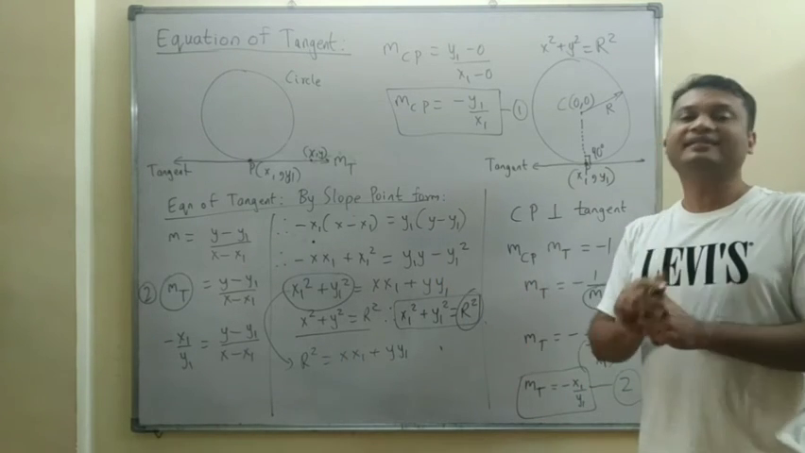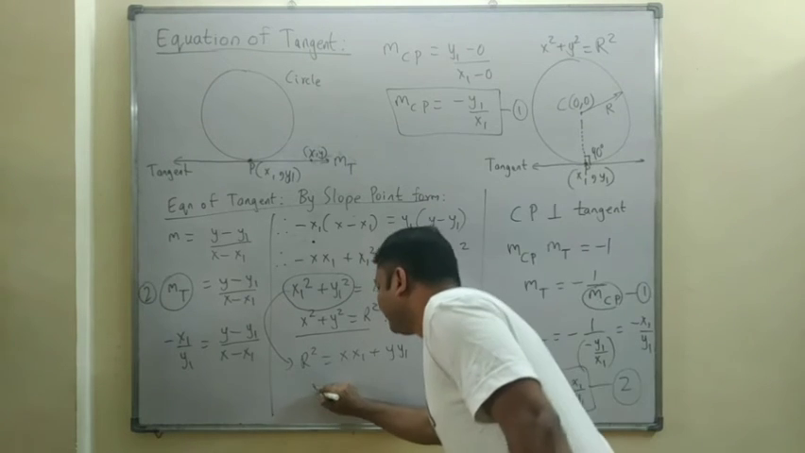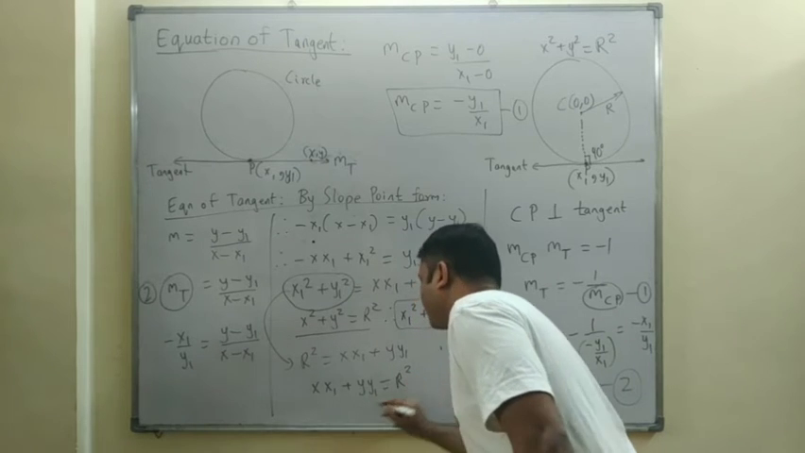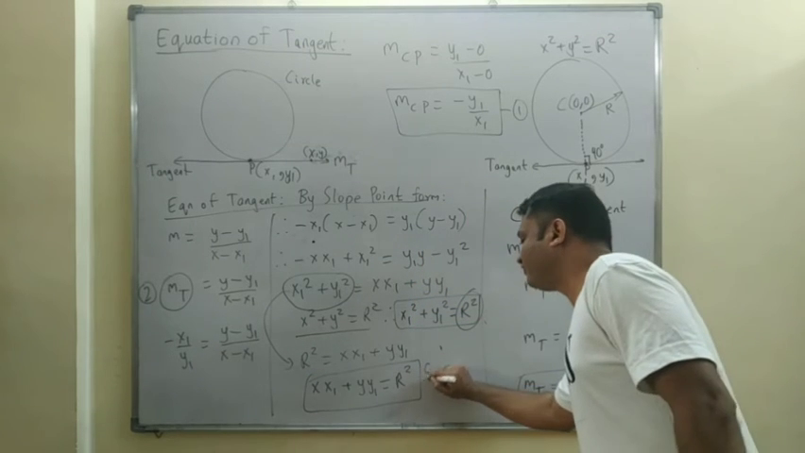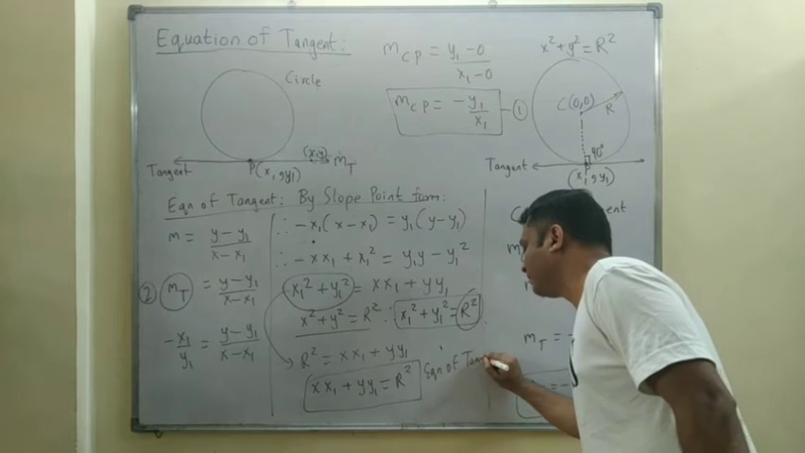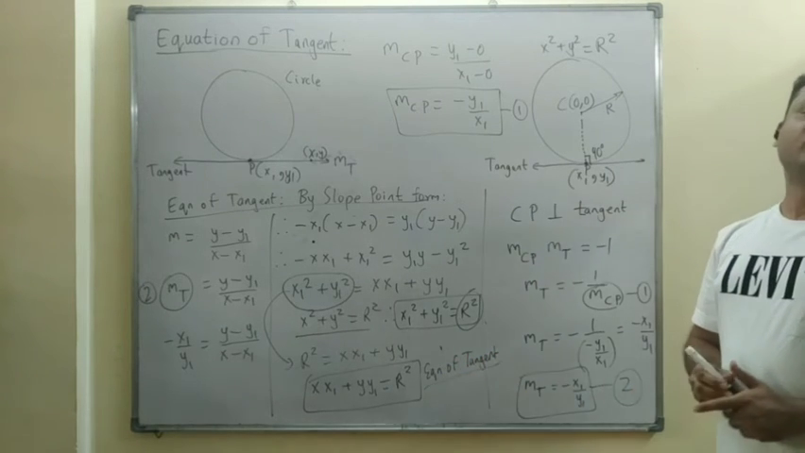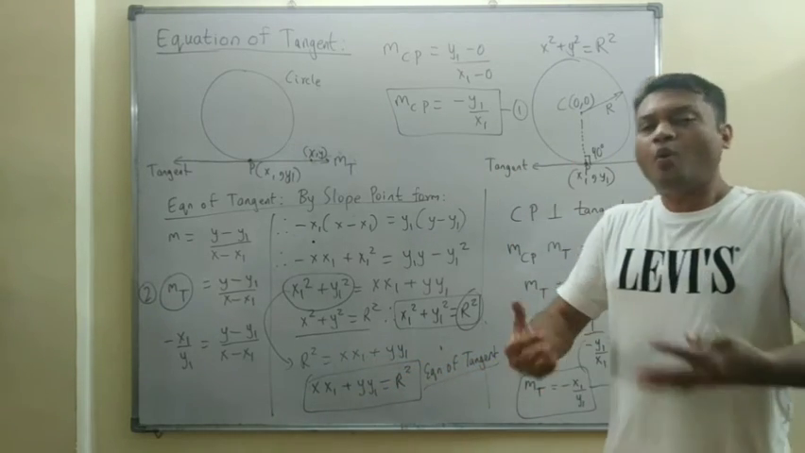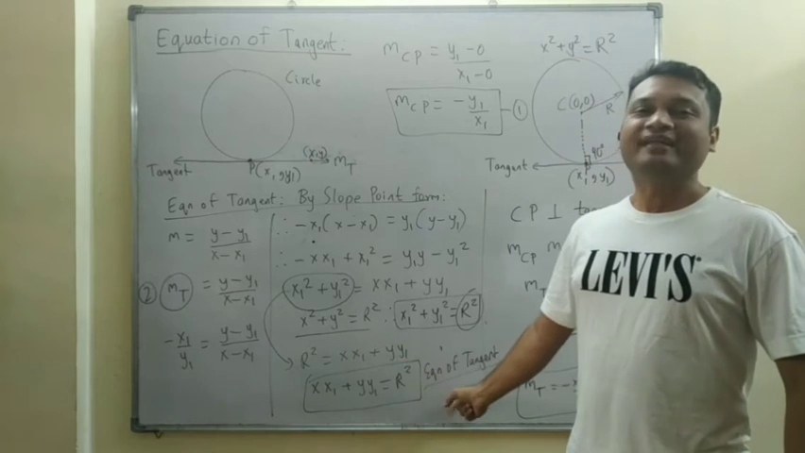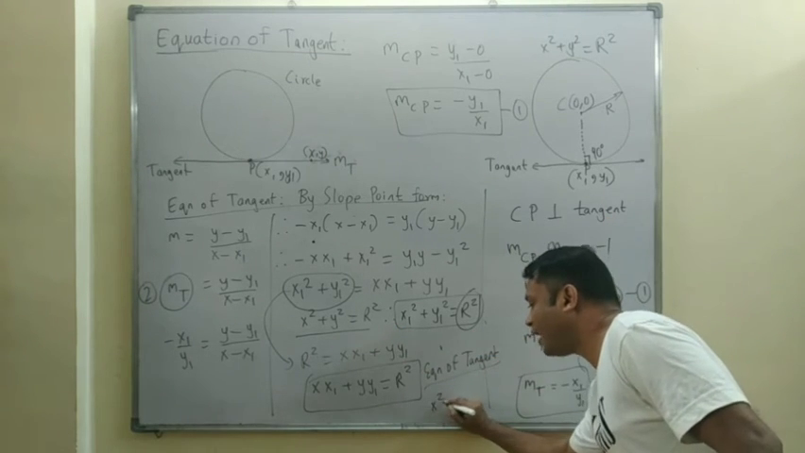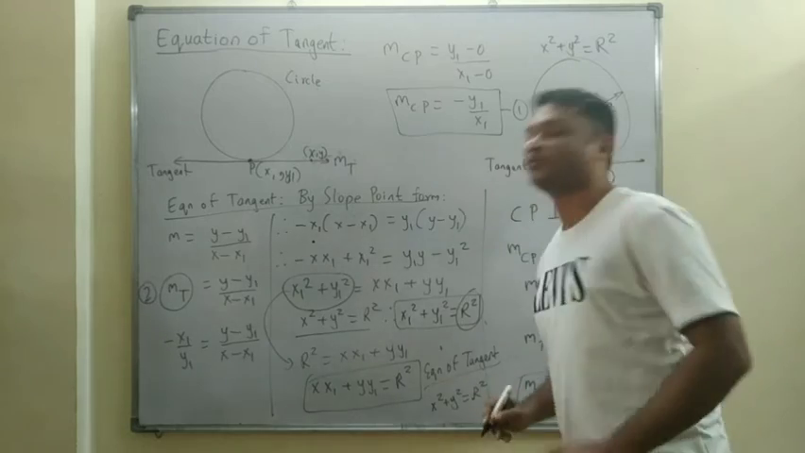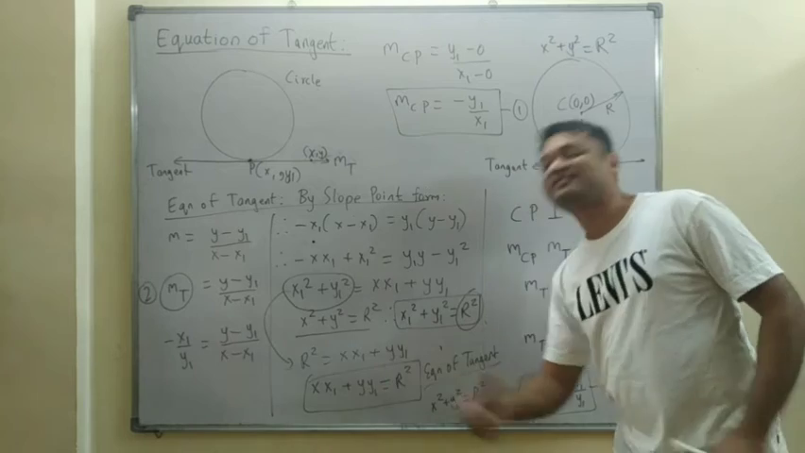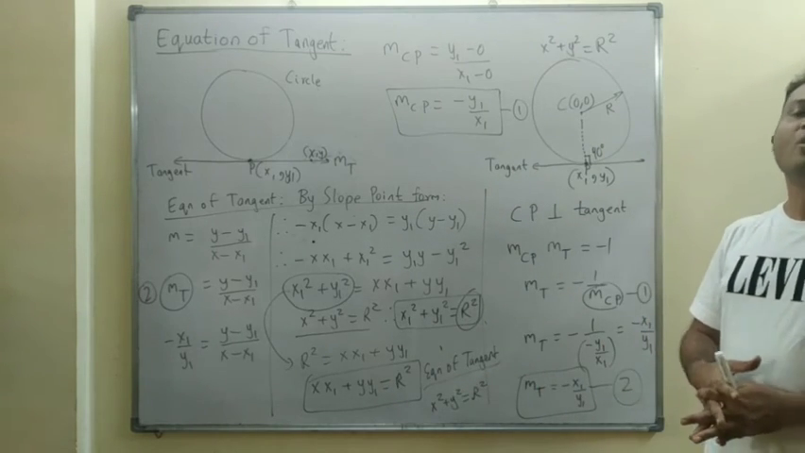So from this I get the equation of the tangent of the circle. xx1 plus yy1 is equal to r square. This is the equation of the tangent of the circle. So I can say the equation of the tangent of the circle comes out to be xx1 plus yy1 is equal to r square. What is this tangent to? This is tangent to a circle which is x square plus y square is r square. So the tangent to the standard form of circle is given as xx1 plus yy1 is equal to r square.